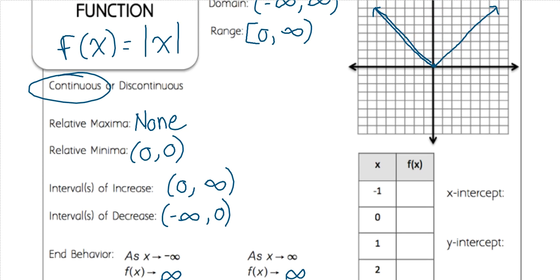If I think about my function, the absolute value of -1 is +1. The absolute value of 0 is 0. The absolute value of 1 is 1. And the absolute value of 2 is 2. So if we think about my x and y intercept, the y value is 0 at 0, 0 in this function, and the x value is 0 at 0, 0 also.